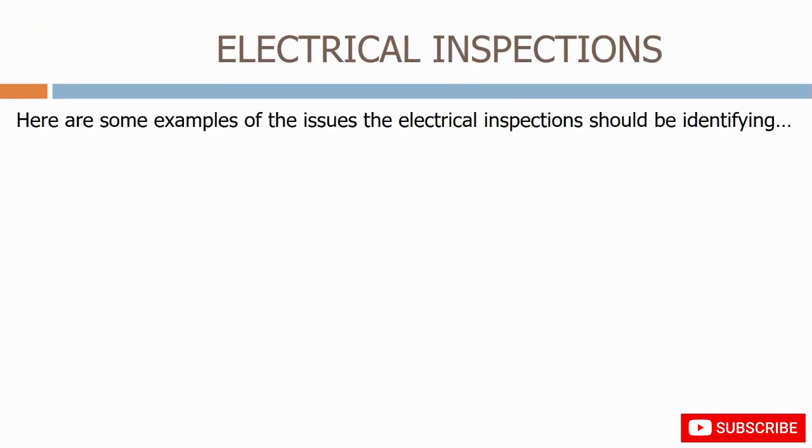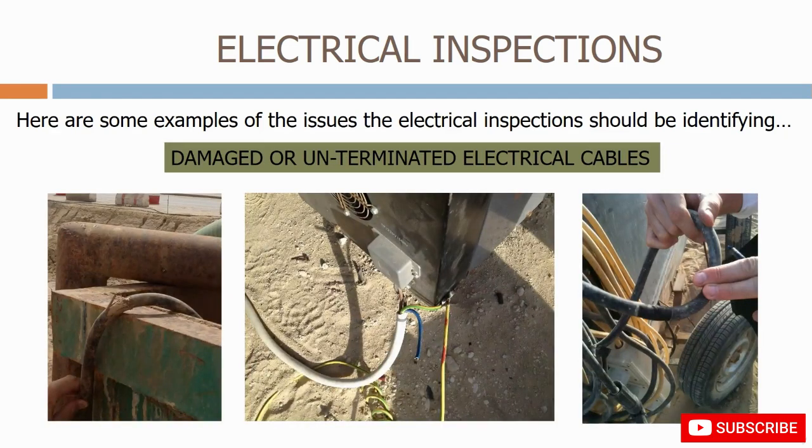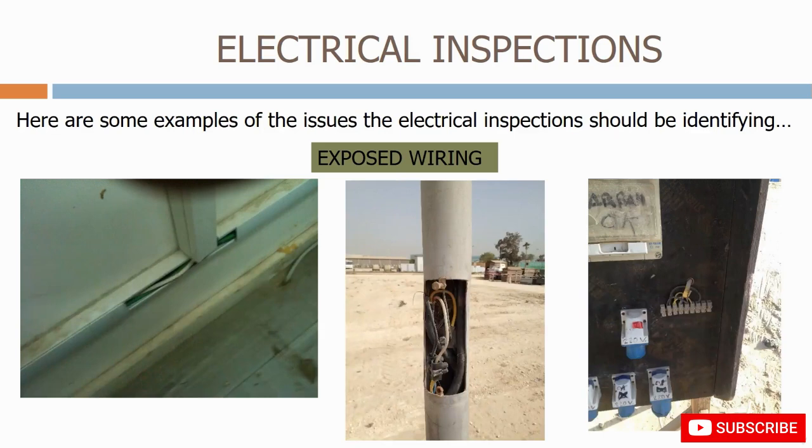Here are some examples of the issues the electrical inspections should be identifying. Your electrical audit should go around all the offices and inspect all of the sockets, conduits and electrical equipment to make sure they're installed properly, haven't been modified and are of good quality. You need to look for any damaged or unterminated electrical cables. All damaged cables should be replaced. Identify any exposed wiring on site. This all needs to be covered up to make sure it's not a danger to personnel.